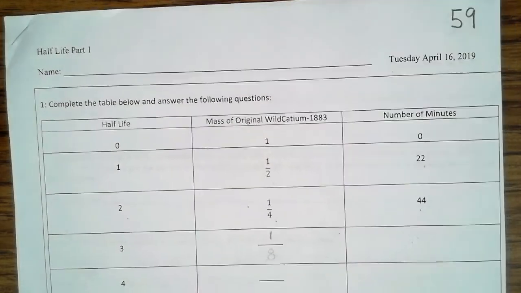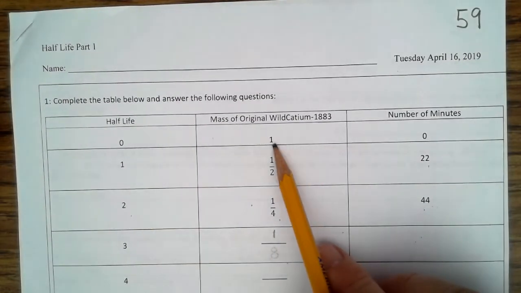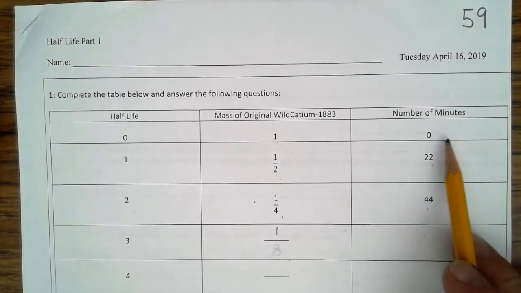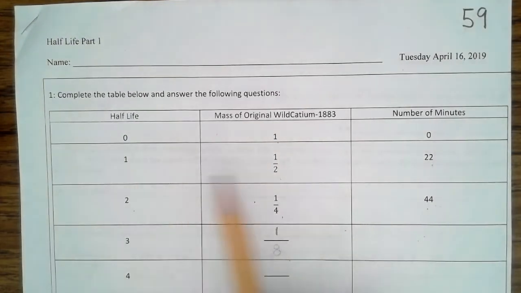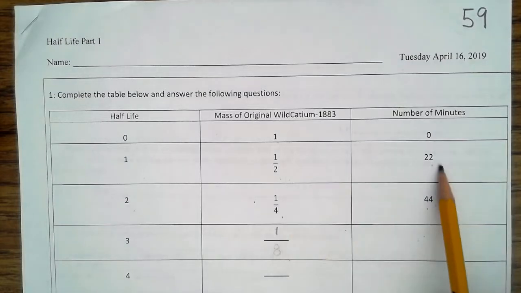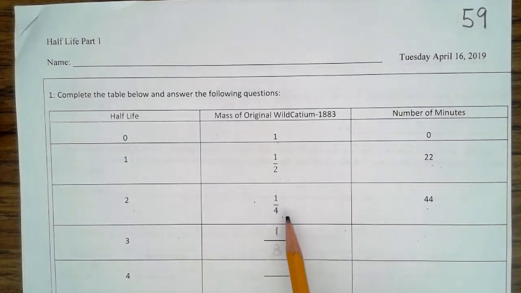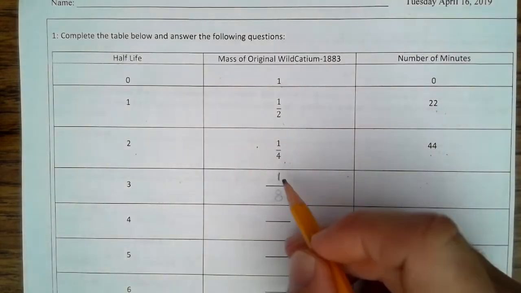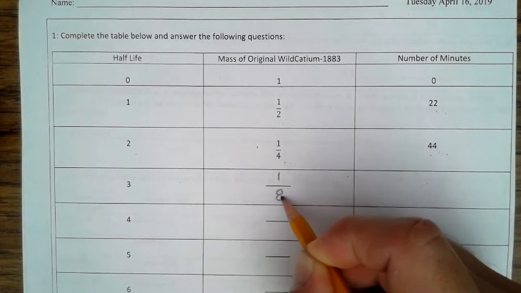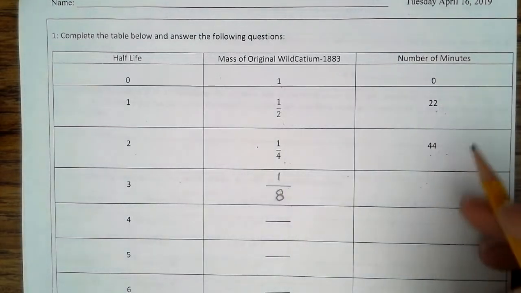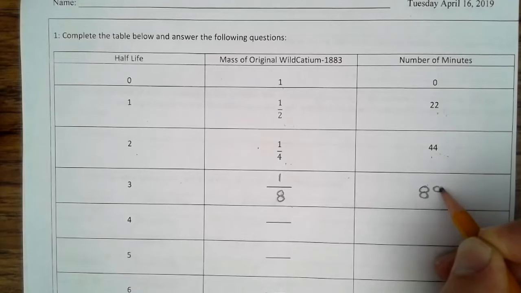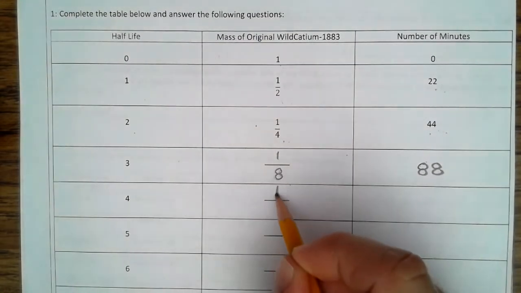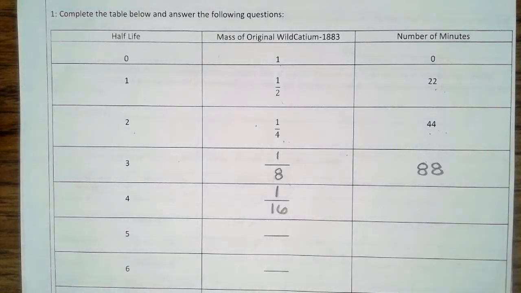Okay, so here you can see that when half-life is 0, you have 1 mass of the original Wildcat Tinium 1883, and the number of minutes is 0. Now, after one half-life, you have half of that after 22 minutes. And in two half-lives, you have 1/4 after 44 minutes. So as you can see the pattern, we're dividing by 2 here, so 1/4 divided by 2 is 1/8. And we're doubling the minutes, so 22 minutes, 44 minutes, 88 minutes. Okay, so in 4 half-lives, there's 1/16 left of the Wildcat Tinium.